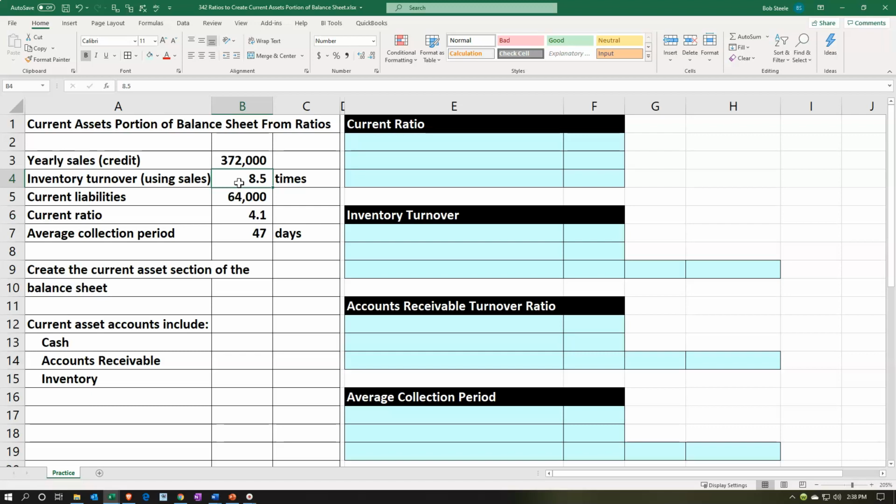One, it's good for projections. So if you're starting to think about what would happen in the future, then you can use your ratio analysis to basically project things out and think about where you would stand in the future.